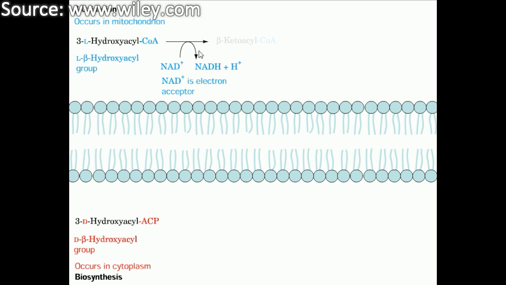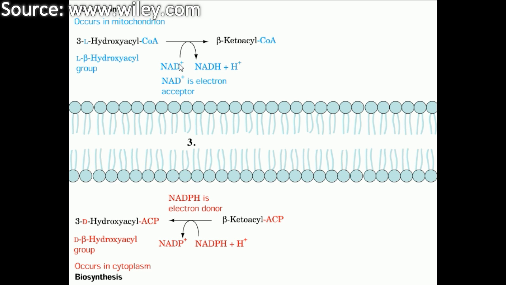If you look here, the second example of different electron donors and acceptors for fatty acid oxidation and biosynthesis. In beta oxidation, the beta ketoacyl-CoA is produced from 3L hydroxyacyl-CoA by using NAD+ as an electron acceptor. In biosynthesis, the 3D hydroxyacyl ACP is produced from beta ketoacyl ACP using NADPH as an electron donor. So while in case of oxidation we have electron acceptors, in case of fatty acid synthesis we have electron donors.